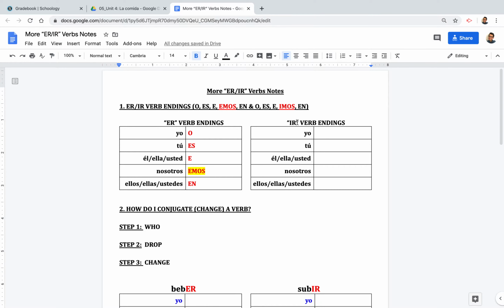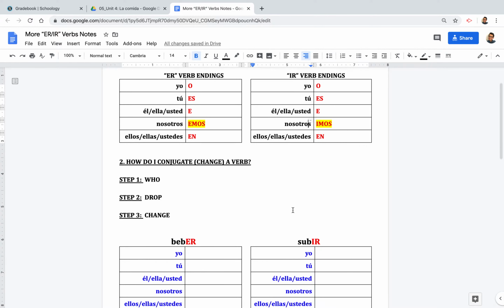Now, let's review the IR verb endings. Do you remember what the IR verb endings are? I'll give you a second to think about them and say them out loud to yourself. If you said O, S, E, imos, N, then you are correct. Remember that these endings are almost identical except when it comes to nosotros, we. One is emos for ER verbs and one is imos for IR verbs.